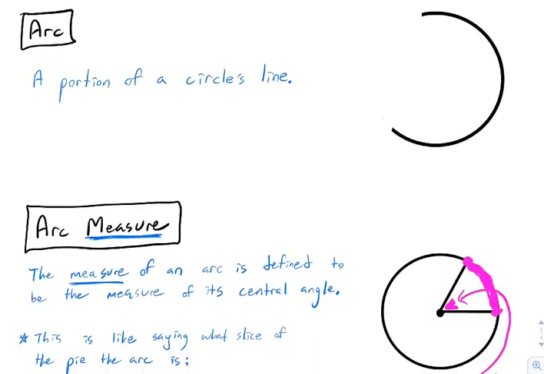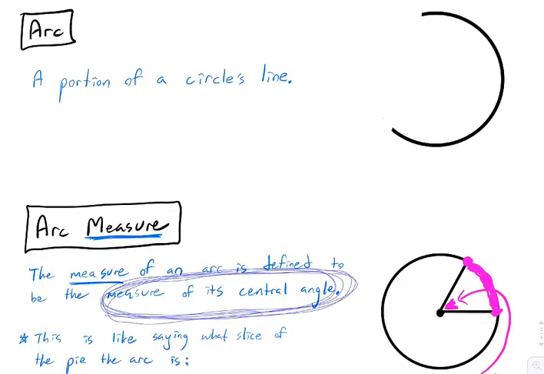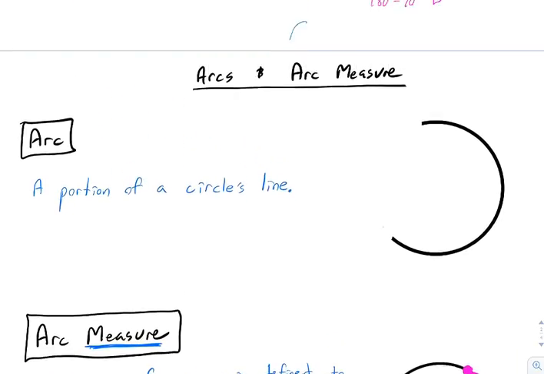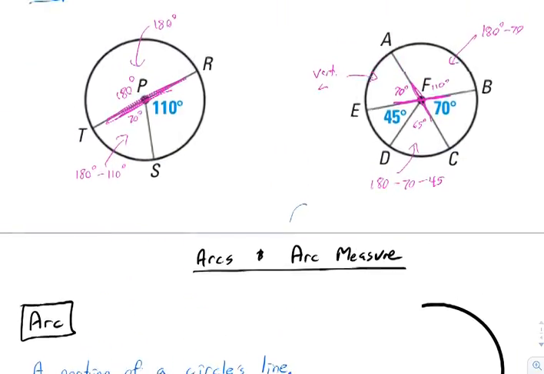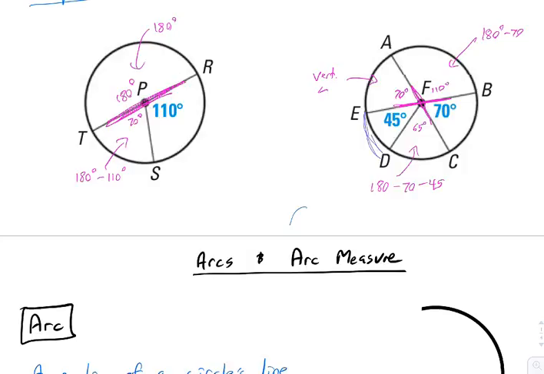So we define it as the measure of its central angle. Okay, so if the central angle is 40 degrees, we say the measure of the arc is 40 degrees. Now I'll come back and be a little more clear on that, but just to be clear here, that would mean arc ED has a measure of 45 degrees. Arc BC has a measure of 70 degrees. Arc DC has a measure of 65 degrees, because that's the central angle opening up to DC.